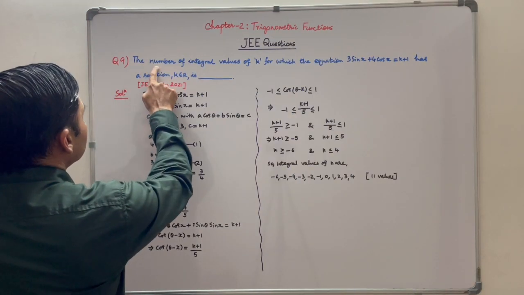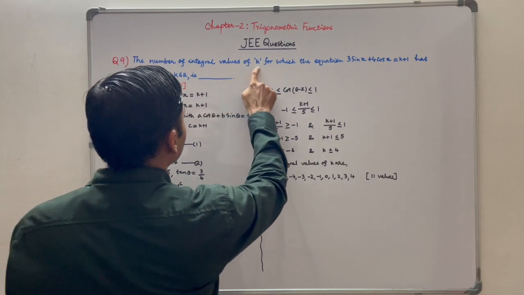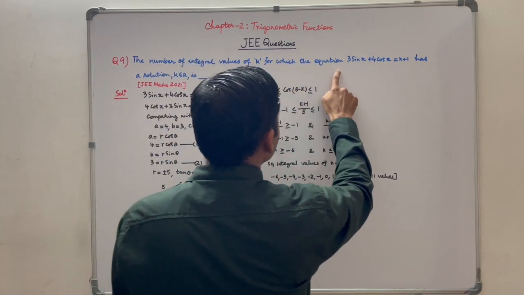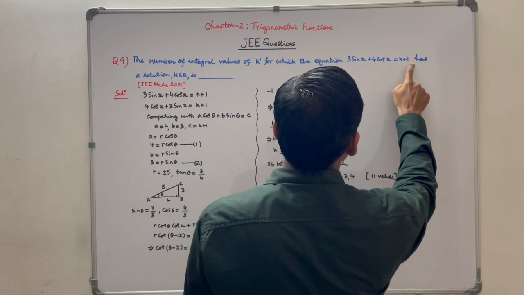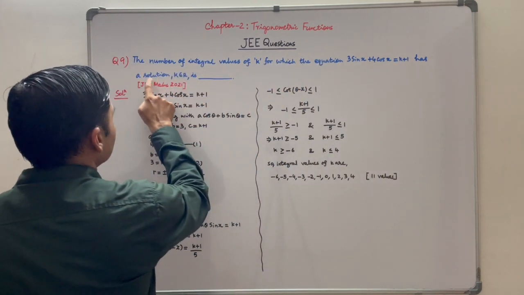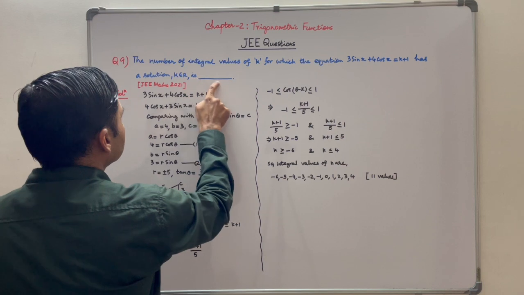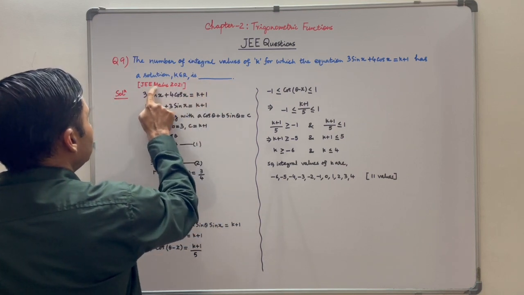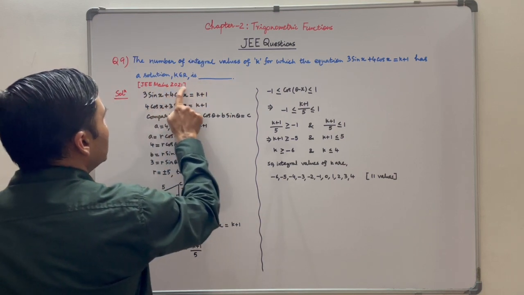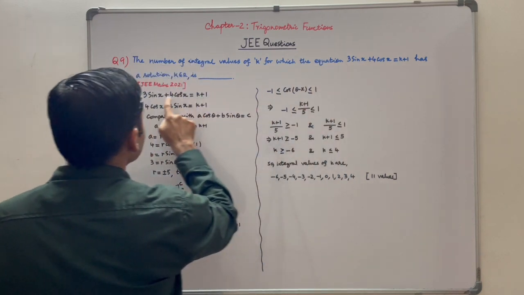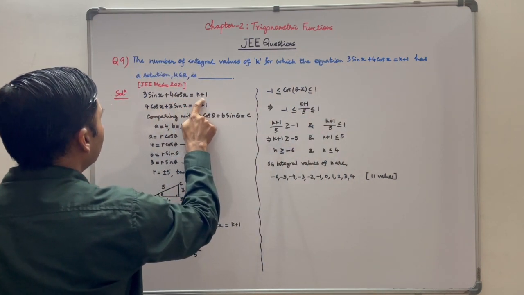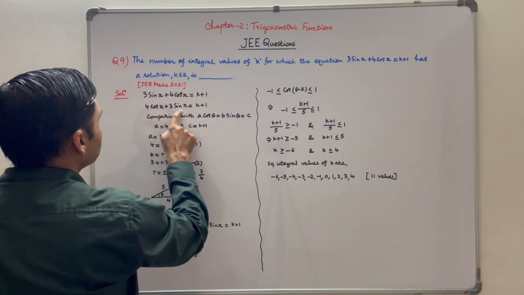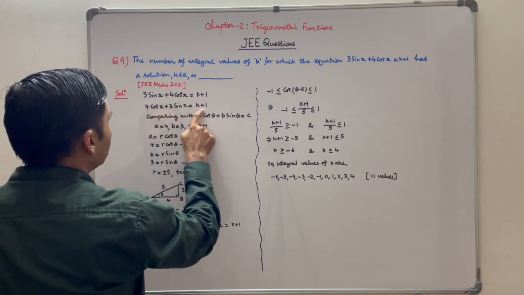Ninth question, the number of integral values of k for which the equation 3 sin x plus 4 cos x is equal to k plus 1 has a solution, k is real, is. This question appeared in JEE Mains 2021. The given equation is 3 sin x plus 4 cos x is equal to k plus 1, or 4 cos x plus 3 sin x is equal to k plus 1.